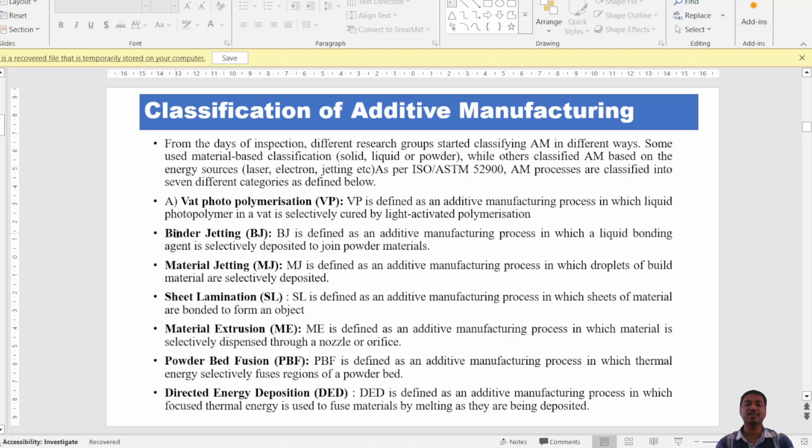Material extrusion is defined as an additive manufacturing process in which material is selectively dispensed through a nozzle or orifice. Powder bed fusion is defined as an additive manufacturing process in which thermal energy selectively fuses regions of a powder bed. Directed energy deposition is defined as an additive manufacturing process in which focused thermal energy is used to fuse material by melting as it is being deposited. So these are the basic classification of additive manufacturing techniques.